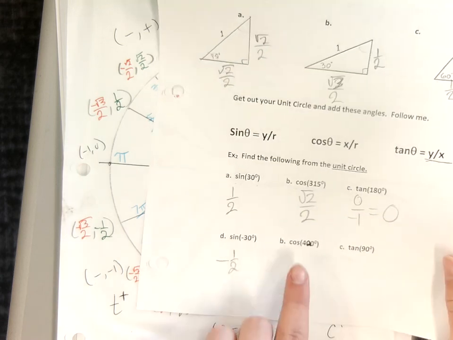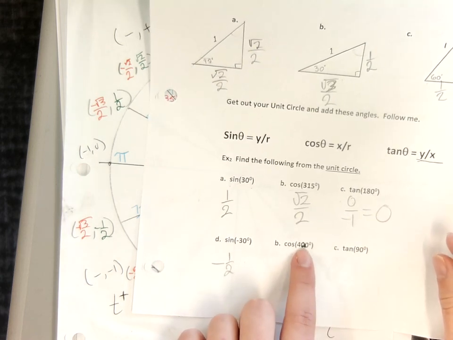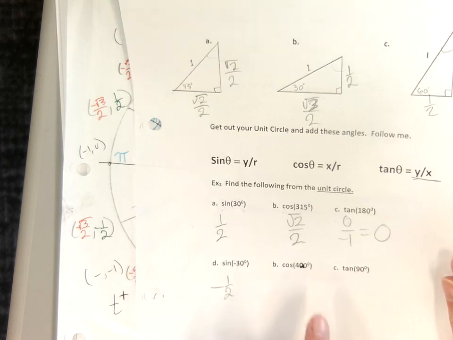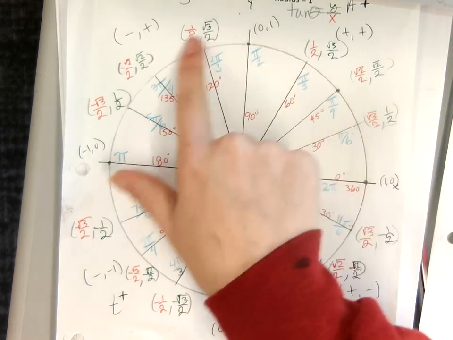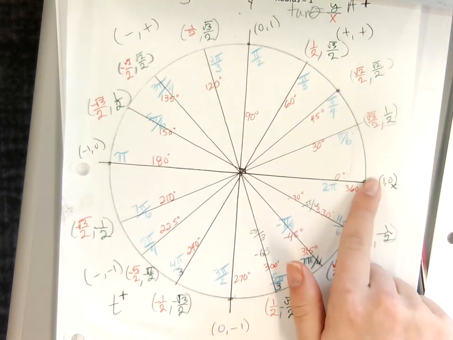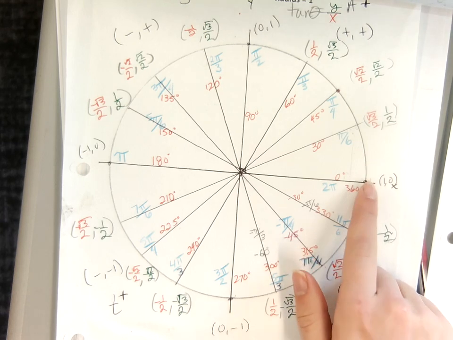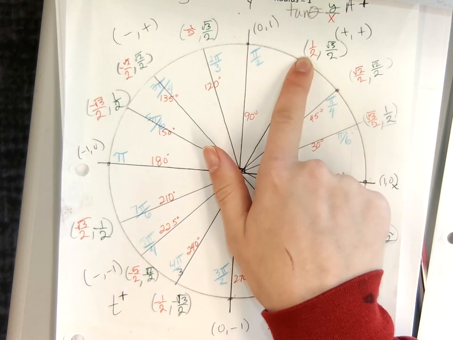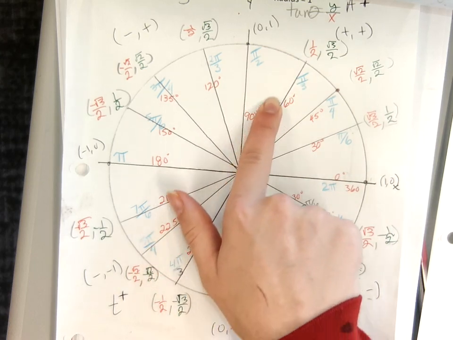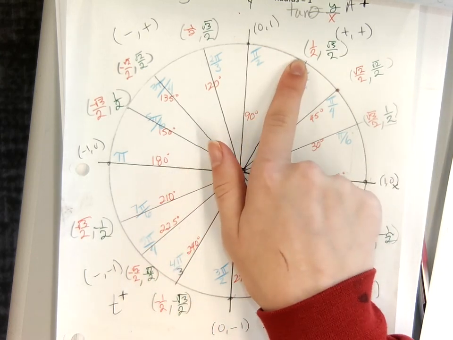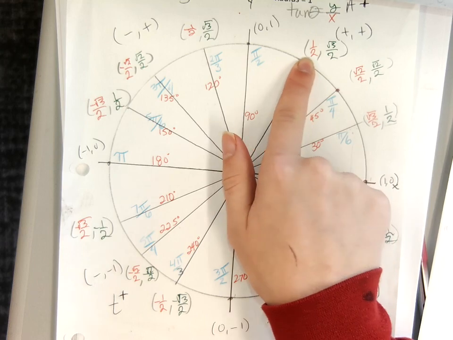All right. So now we're going to look for cosine of 420. 420 is greater than 360, so we go around a full circle, and then 420 minus 360 is 60, so we go another 60 degrees around. So cosine of 60 degrees is going to be 1/2.